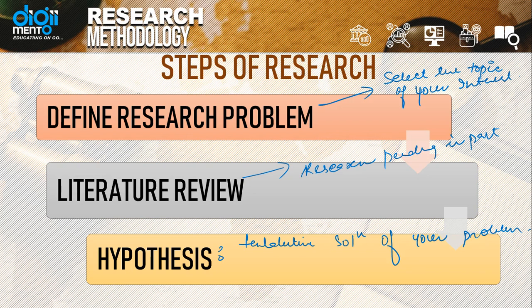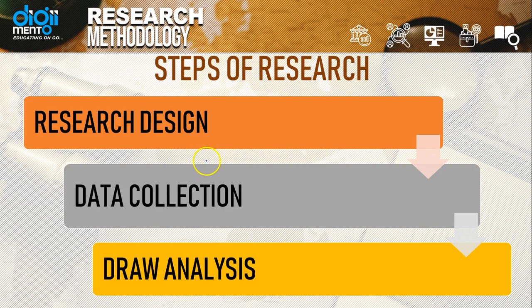Let's take one example: the statement that smoking is injurious to health, right? Firstly this statement is a hypothesis. Okay, and after testing this statement, smoking is injurious to health, it becomes a fact. So before the testing part it is a hypothesis, and after testing it is a statement. Now the next one is research design. Now you design your research work with the help of some methodology. In the methodology, you provide the research procedures, and through the research procedures you design your research design.